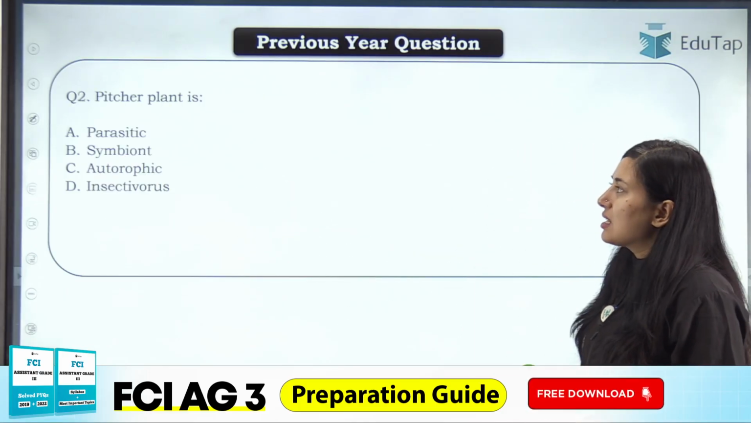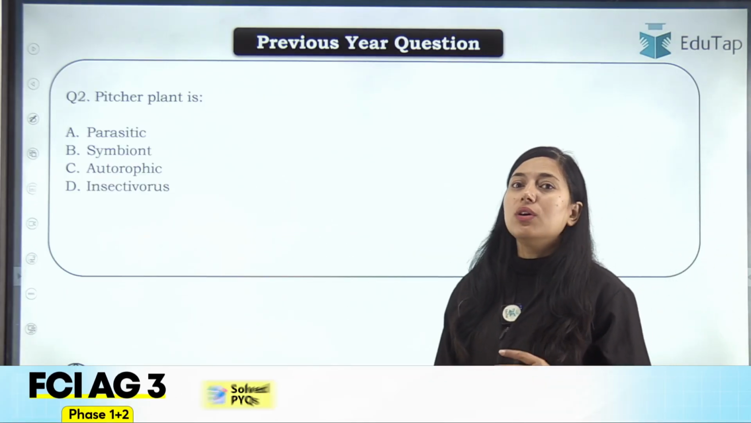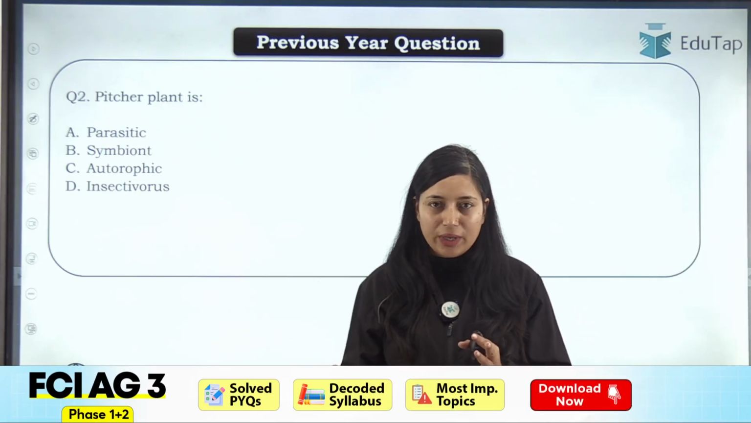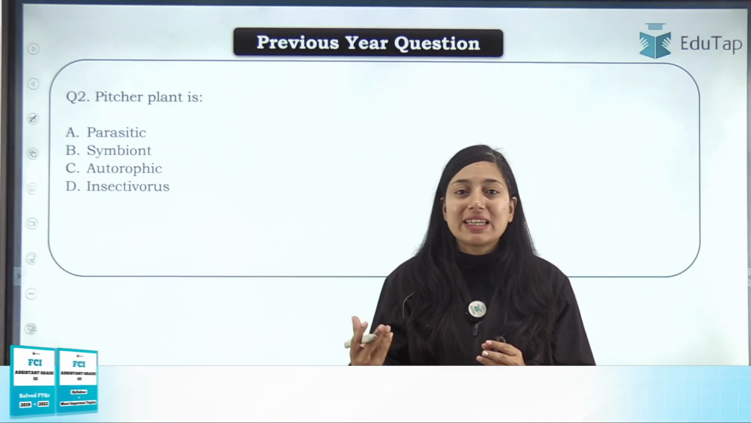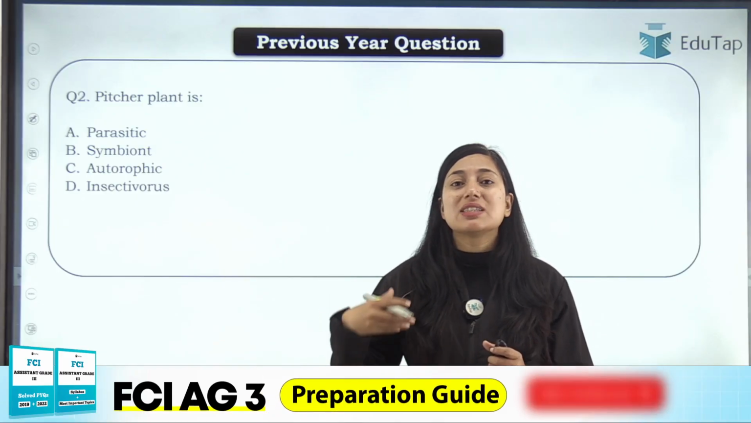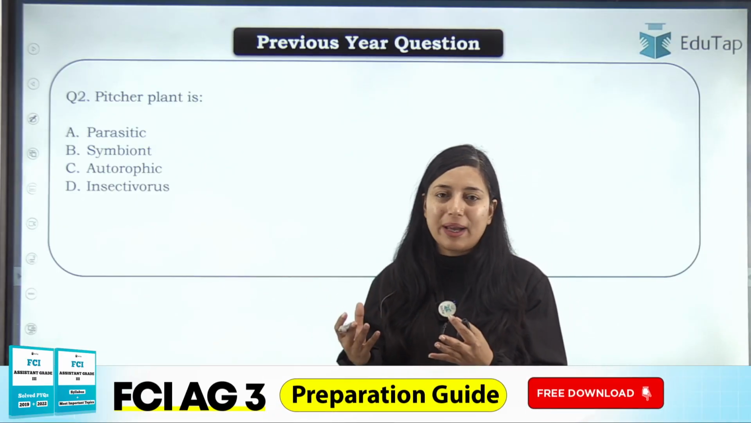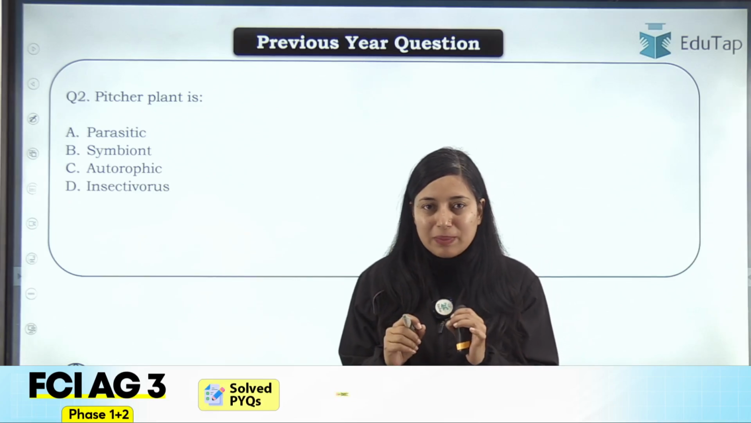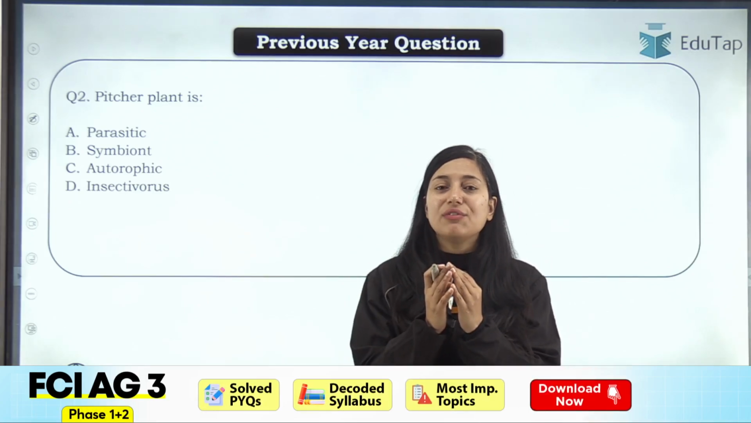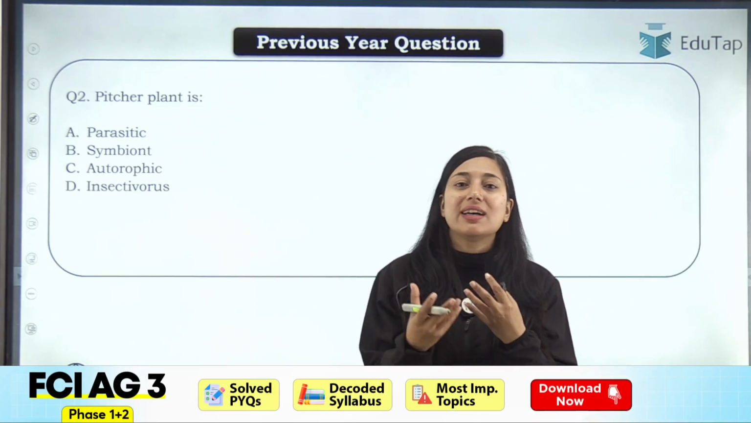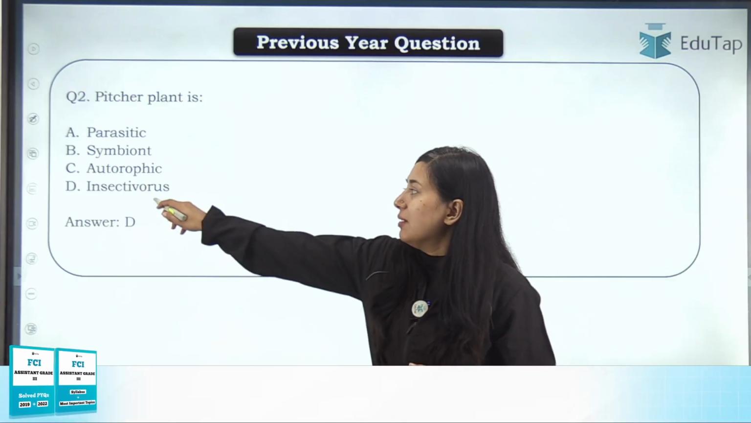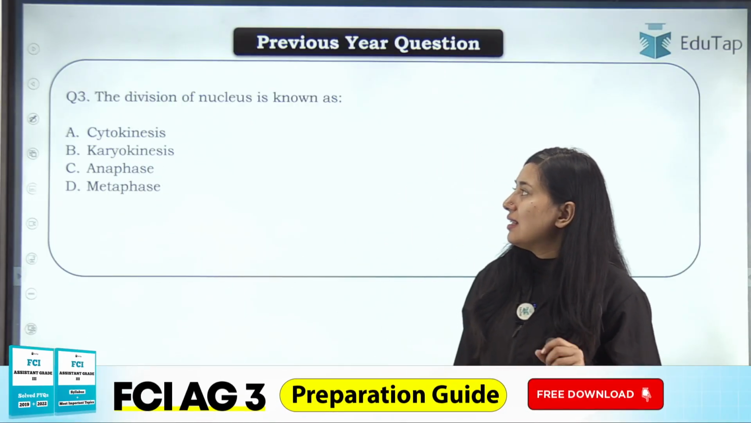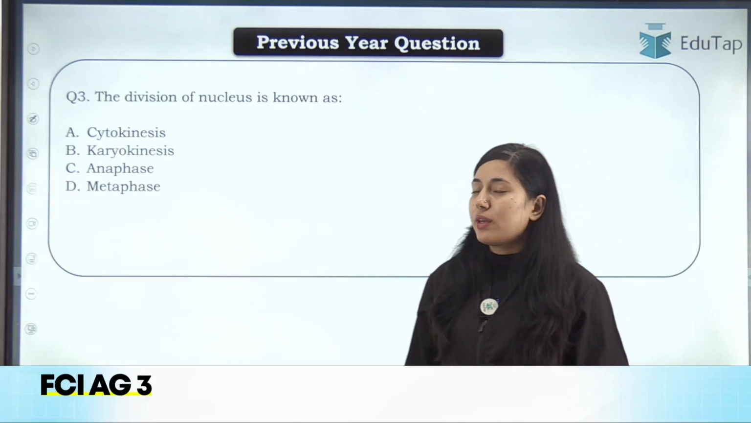Okay, next is which plant is a pitcher plant. Now pitcher plant is basically a plant which feeds on insects. Okay, so it will be an insectivorous plant. So students, to meet its food requirement, what pitcher plant does is, whenever any insect sits on this plant, it closes itself and it digests the insect. So it is basically an insectivorous plant. Clear?